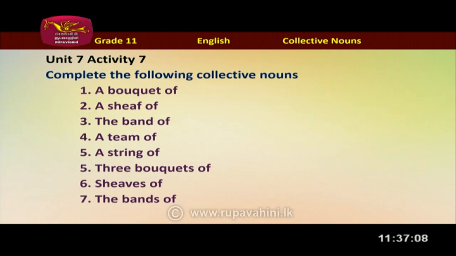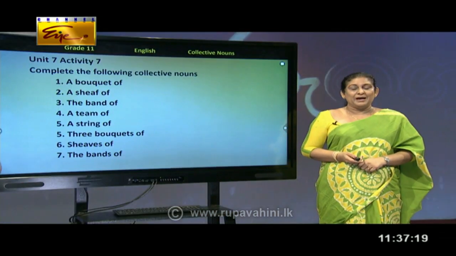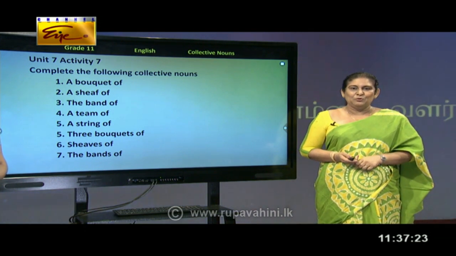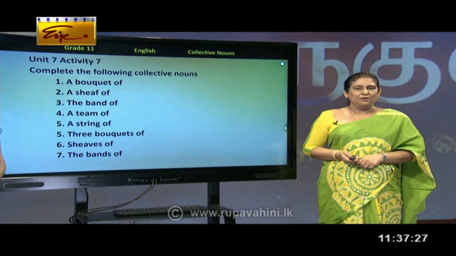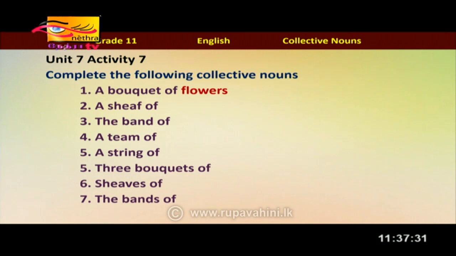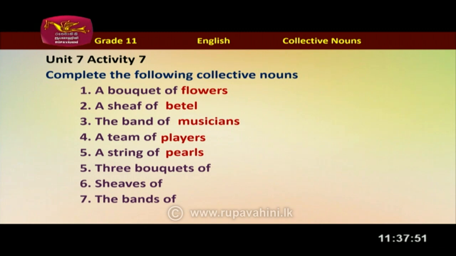Yes. So you can say a bouquet, a team, a string, three bouquets, sheaves, a sheaf, sheaves, the bands, in both singular and plural forms. I told you that you can use them in both singular or plural forms. Right. A bouquet of flowers. A sheaf of betel, I think. Betel leaves. You worship elders by offering a sheaf of betel. The band of musicians. A team of players. A string of what can be the word? Pearls. Three bouquets of flowers, sheaves of betel, the bands of musicians. All right, it is easy now because you know the words.